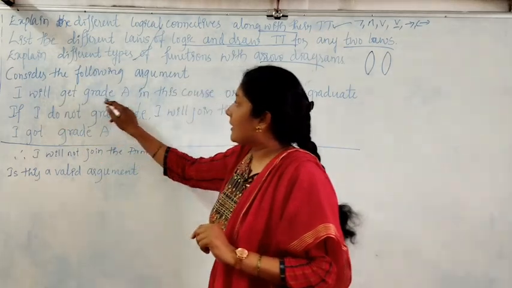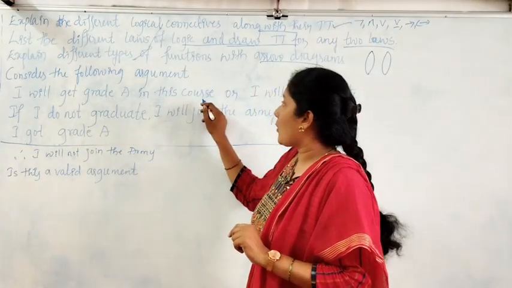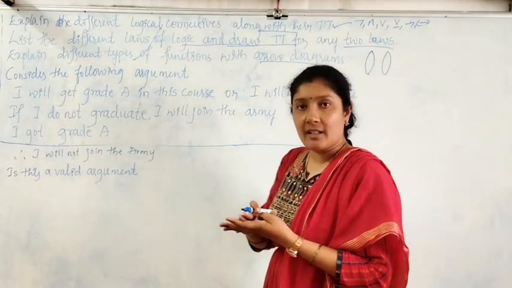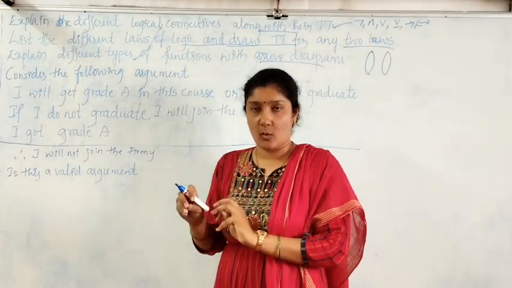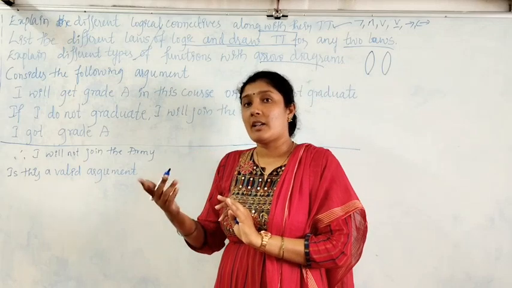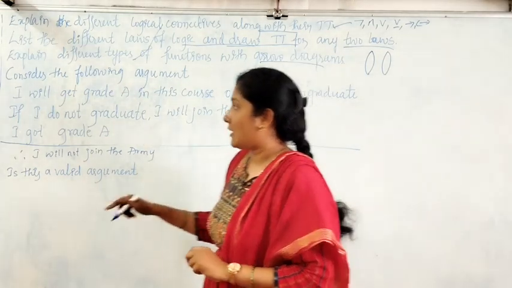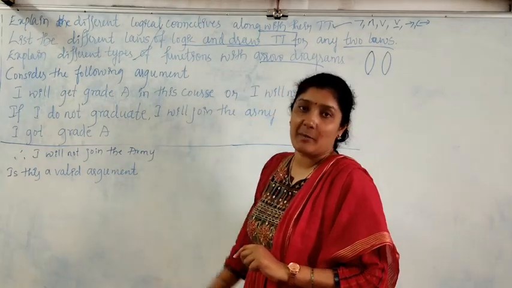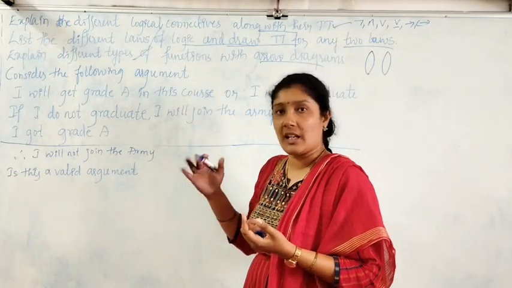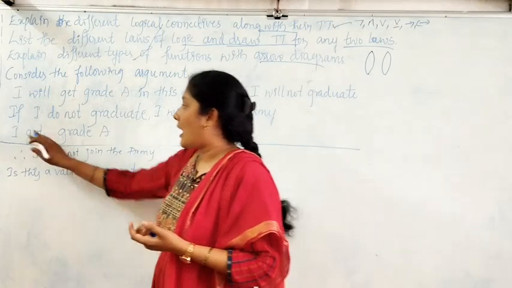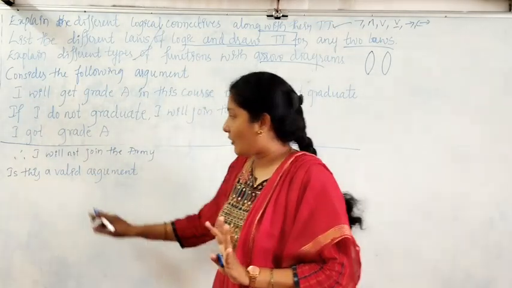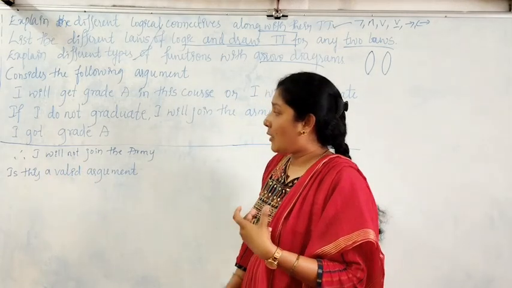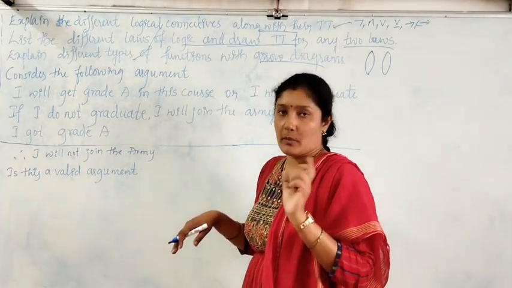I will get grade A in this course, or I will not graduate. Next, if I do not graduate, I will join the army. If I don't get graduation, then I will join army. Now, I got grade A. Therefore, I will not join army. So, this is the argument being given. Now, we have to write it in the form of propositions.